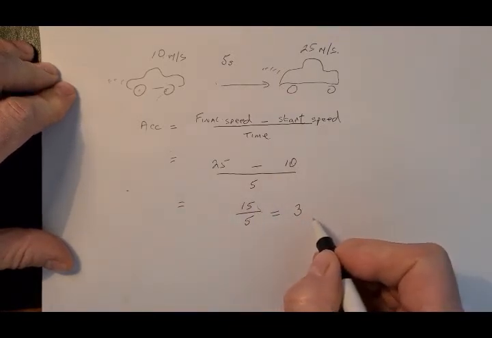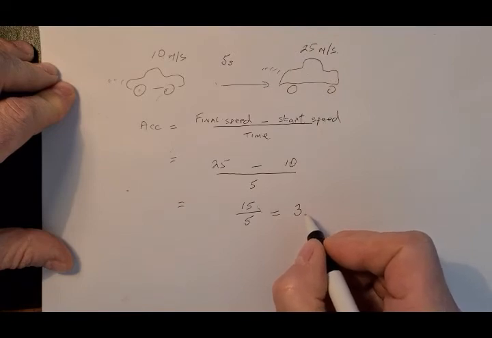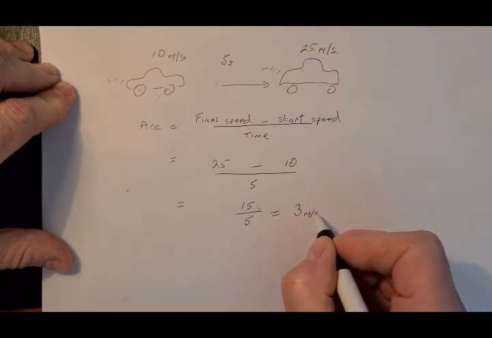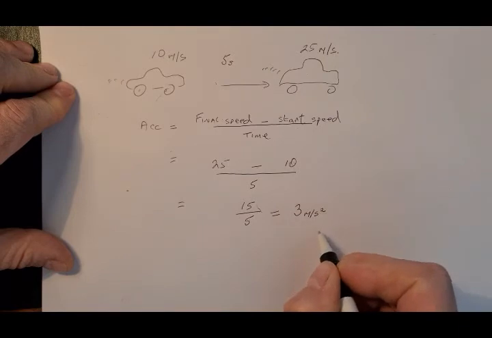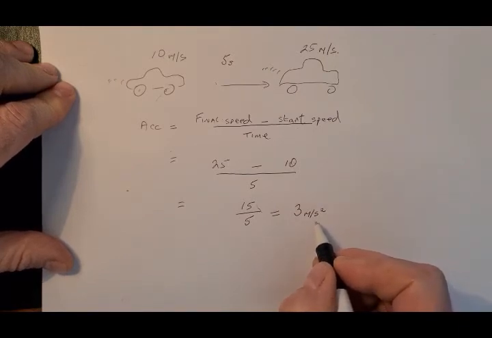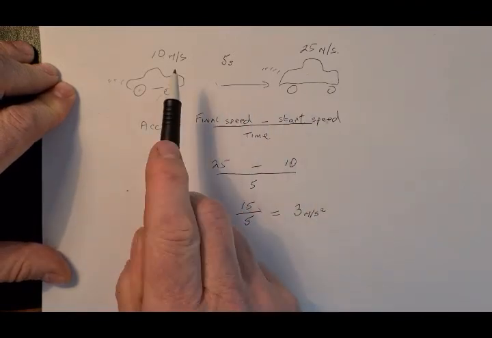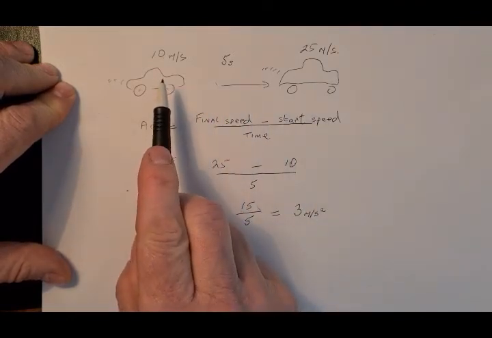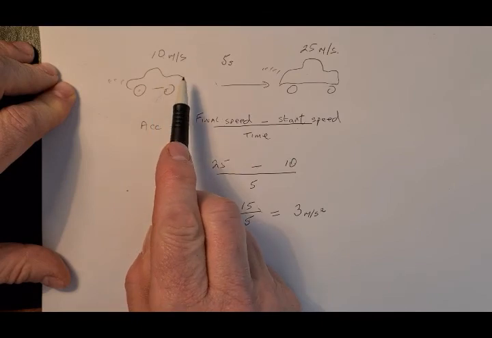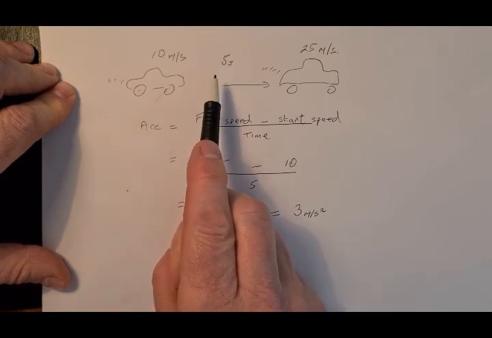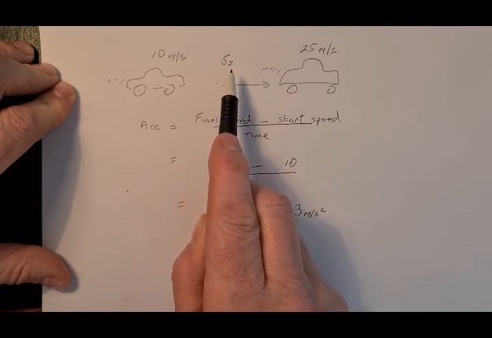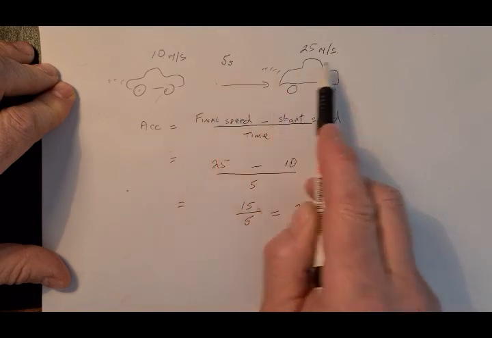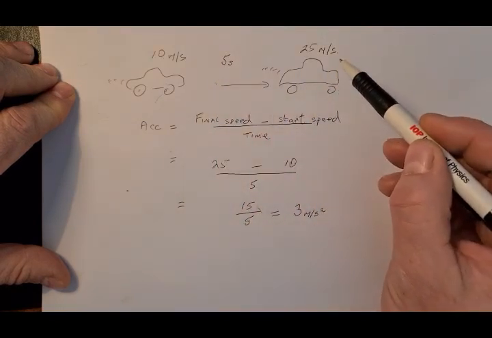Now we need to have the correct units. And the units for acceleration are meters per second squared. So that means every second the speed of the car increases by 3 meters per second. So go back up to the start. It was traveling at 10 meters per second. 1 second later, it will be traveling at 13 meters per second. Another second later, it will be traveling at 16 meters per second. And so on. Every second, the speed increases until 5 seconds later, it's traveling at 25 meters per second.